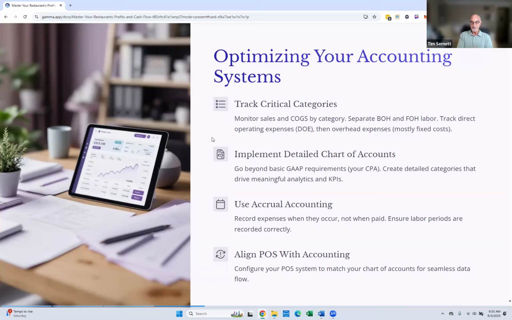key performance indicators. We want to use accrual accounting, so recording expenses when they occur, not when they're paid. We want to record your inventory as it comes in, not necessarily when you pay that bill. We want to ensure labor periods are recorded correctly. If you're paying your team every 2 weeks, then there are actually 26 pay periods in the year, so there are 2 months that 3 pay periods land in.